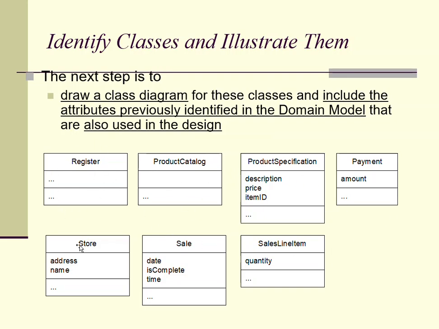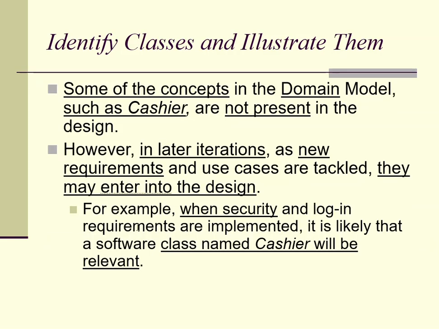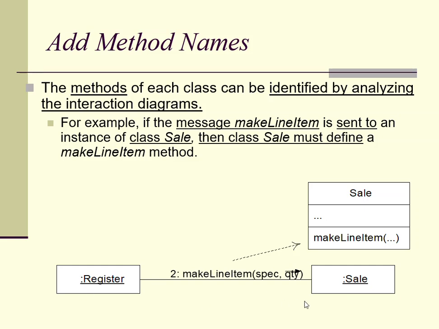We identify some of the attributes from the domain and put them here. Then we are waiting to fill in the methods. Where do we get the methods from? As I said, from the messages between the diagrams. If I go through all the diagrams we created in the domain and the interaction diagram, we come up with, for instance, in this example, register sends the message make line item to the sale. And then this must be a method. Where do we put it?